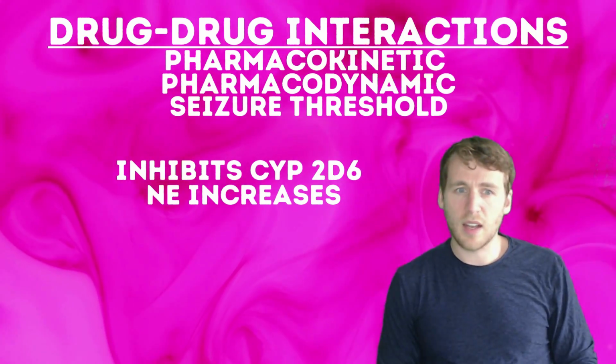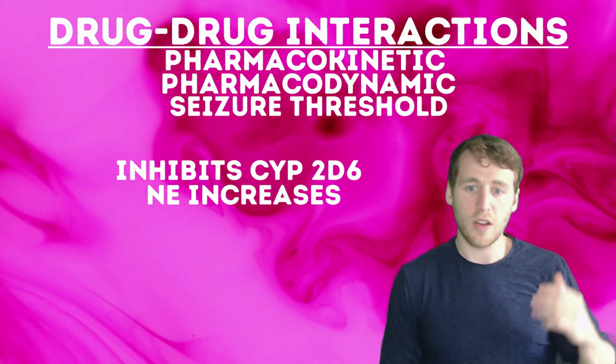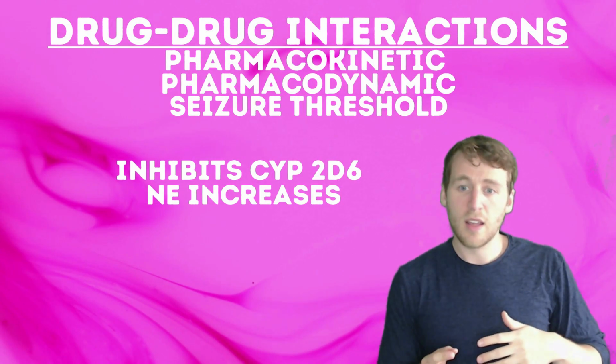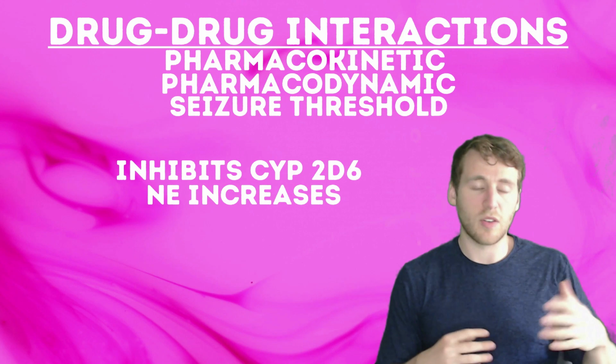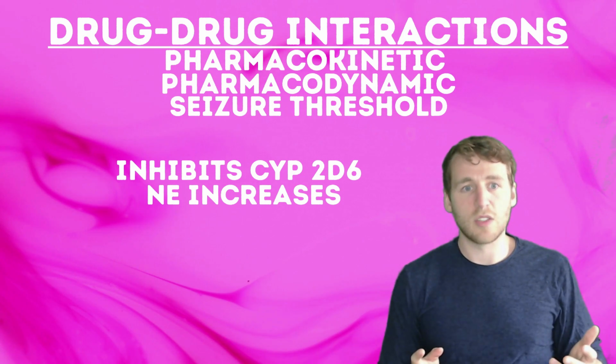So again, that's not an exhaustive list of the drug-drug interactions, but I think it's helpful to think in your head: you have the inhibition of 2D6, so any sort of drug that is affected there. You want to be careful with any sort of major increase in catecholamines, and then any sort of drug that is also decreasing the seizure threshold.